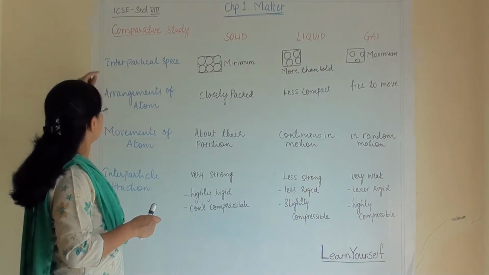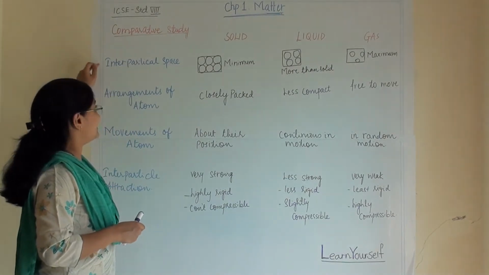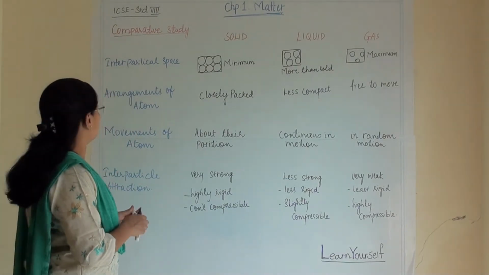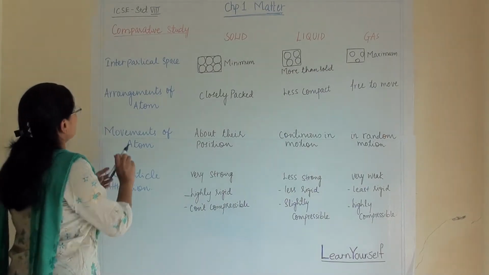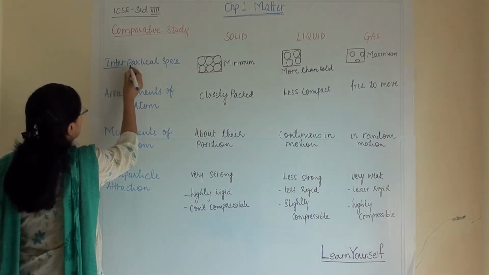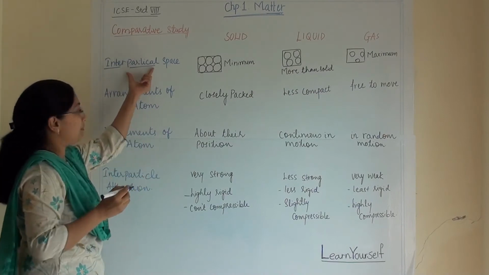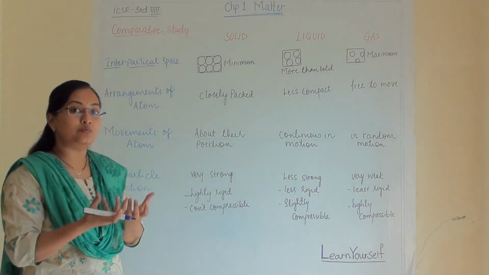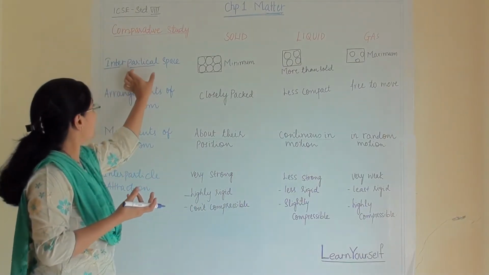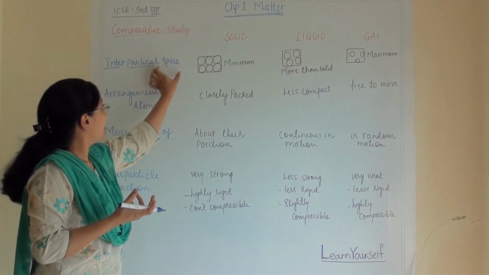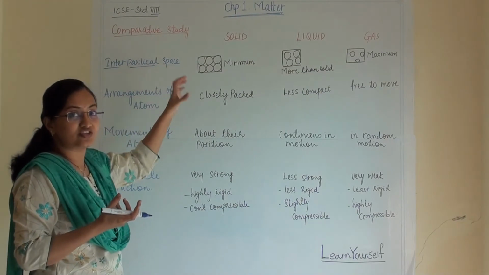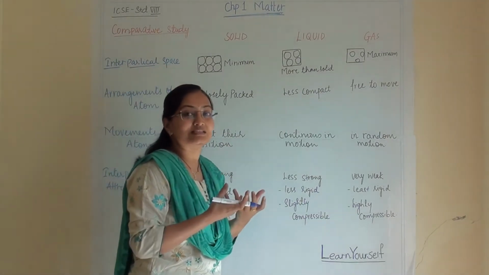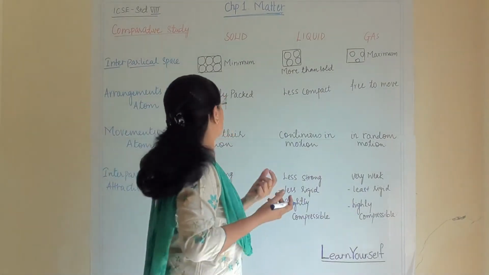So first we'll take interparticle space. We want to check their interparticle space. Particle means atoms, inter means in between. So in between atoms, the space. Here we are checking how much space there is in between two atoms.